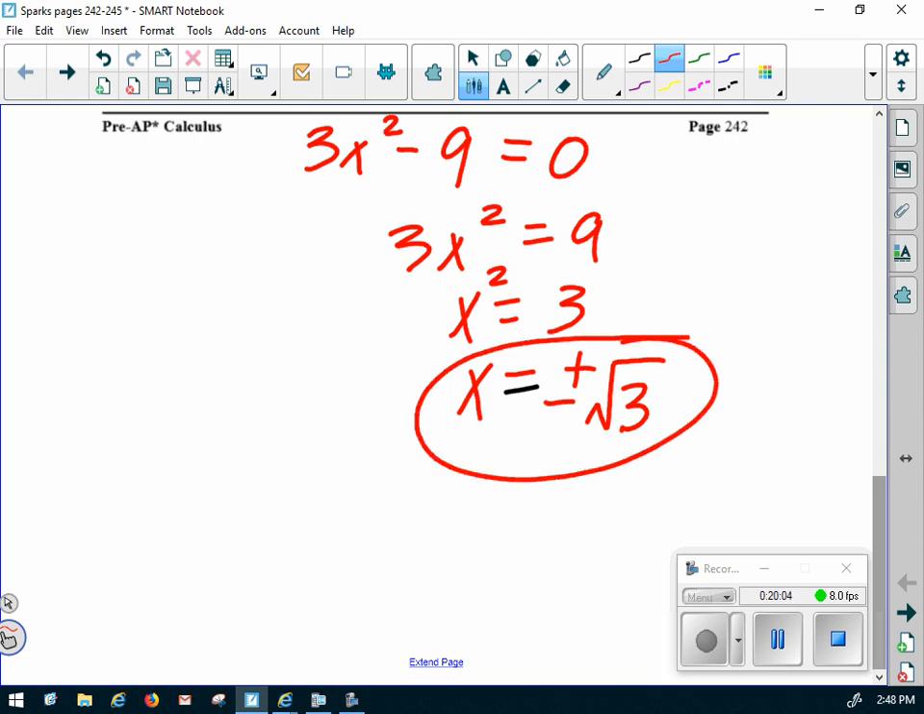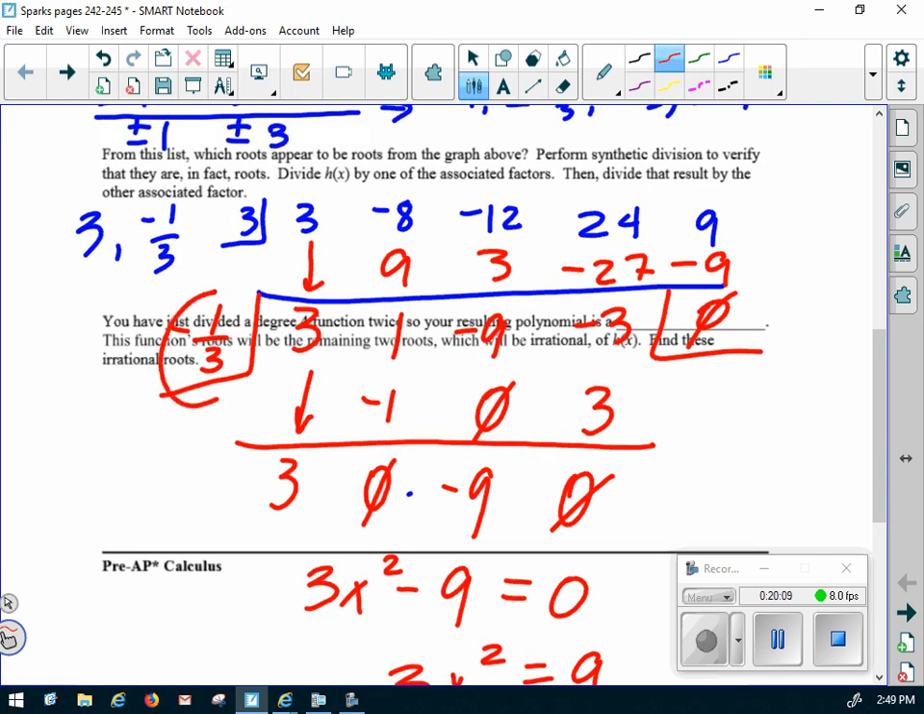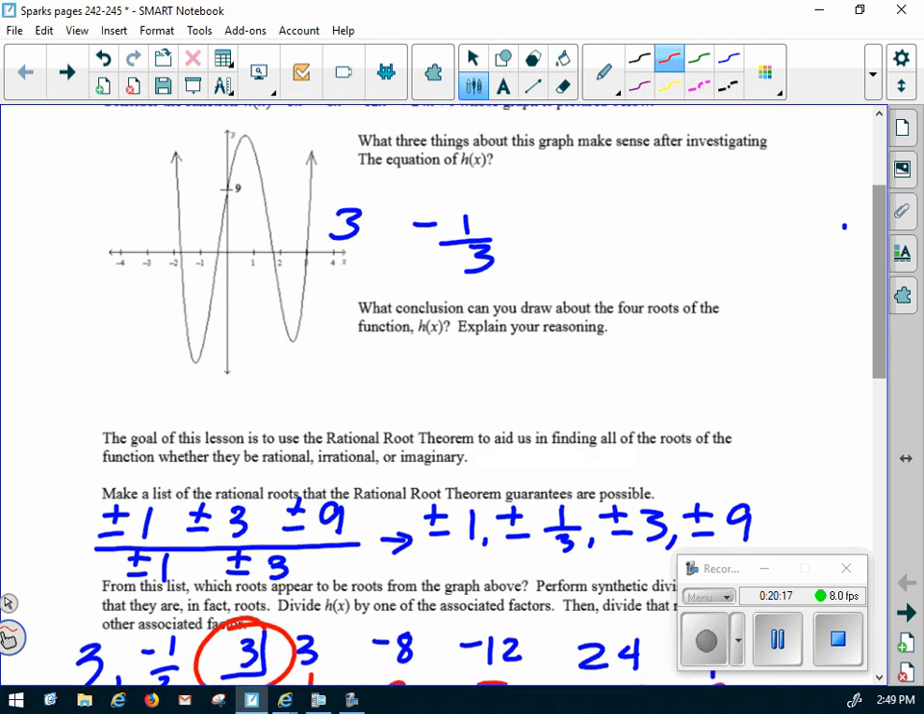So look at what our four roots are. Plus or minus root 3, negative 1/3, and 3. We know we have four distinct or different roots because we saw that the graph crossed the x-axis 4 different times. Question?